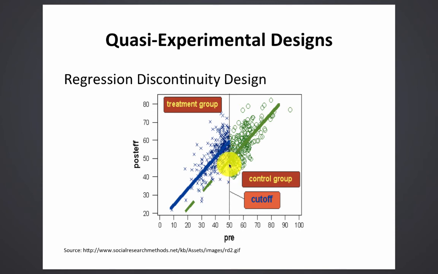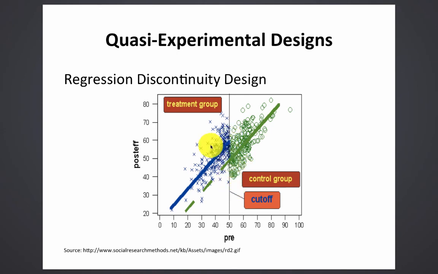So if you're really close to the cut score, it's almost like you've been randomly assigned to receive the treatment versus the control. We know that anyone who got 49 could have very likely got 50 or 51 and then been put into the control group. And so what we do with regression discontinuity designs is we only really analyze people who are close to the cut score, and we look to see, is there a difference at that cut score?